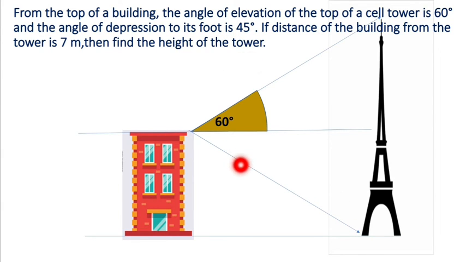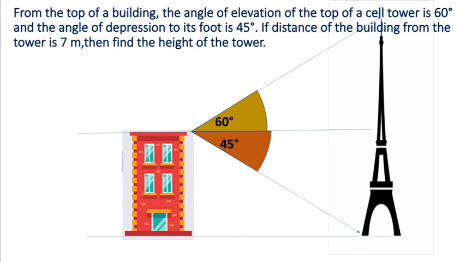So angle of depression means from the line of sight we have to draw a horizontal line. This is the horizontal line. So the angle between this horizontal line and this line of sight is 45 degrees. So here we get the angle like this. Here the angle is 45 degrees.